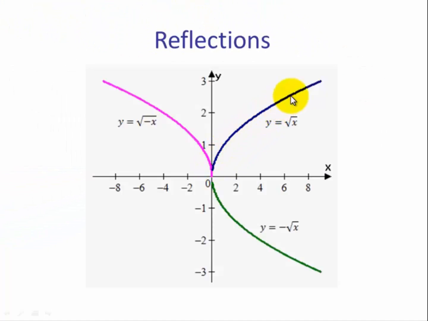So here's our parent function. If a is negative 1, it is a reflection across the x-axis. If the negative is inside the radical, which we're not going to look at in this course, it's a reflection across the y-axis. But for this class, we're only concerned when a is a negative number. This is an increasing function, and when a is negative, this is a decreasing function. As x gets larger, y decreases.